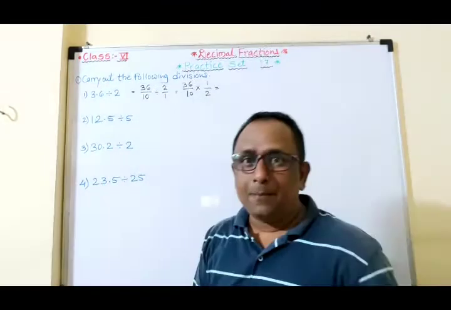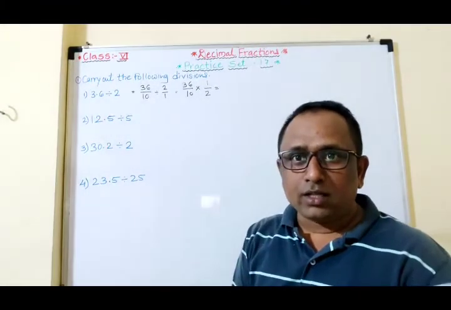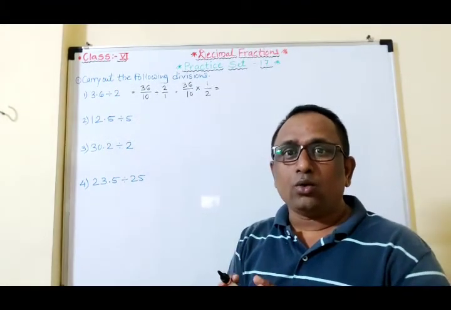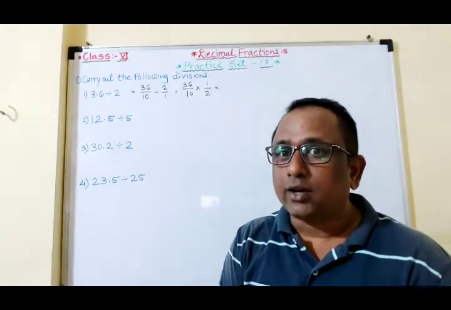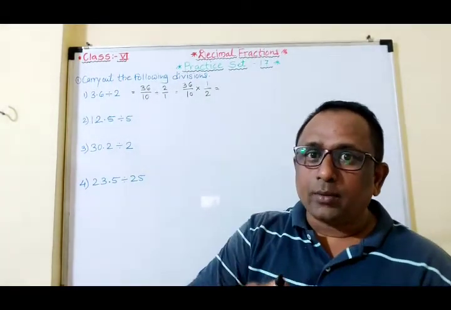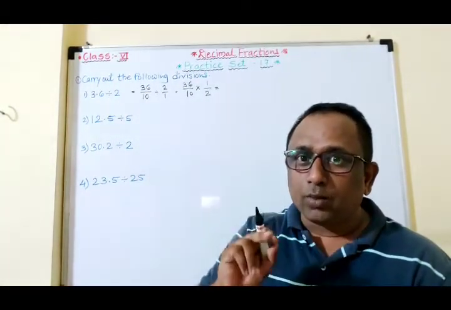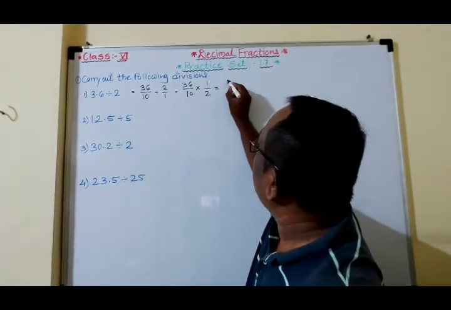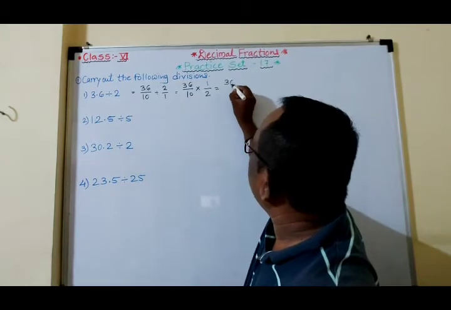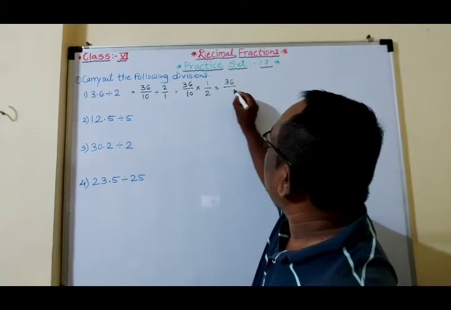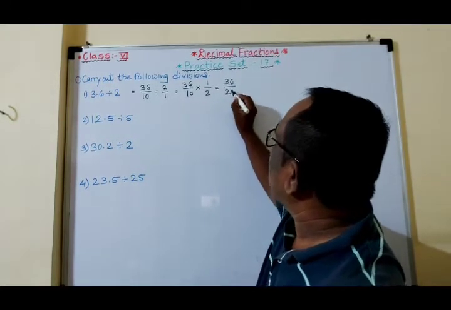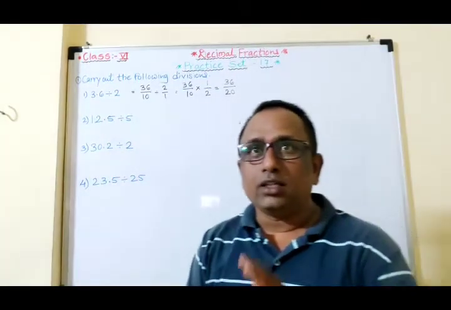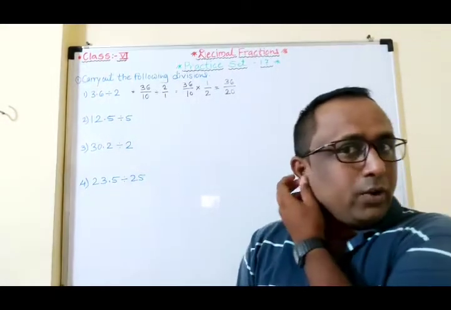So second step, write the first fraction, and the second fraction we have to write the reciprocal of the second fraction. Okay, means denominator becomes numerator and numerator becomes denominator. This keep in mind. Now we have to do the multiplication. 36 ones are 36, 10 twos are 20. Okay. Now we got the fraction 36 upon 20.